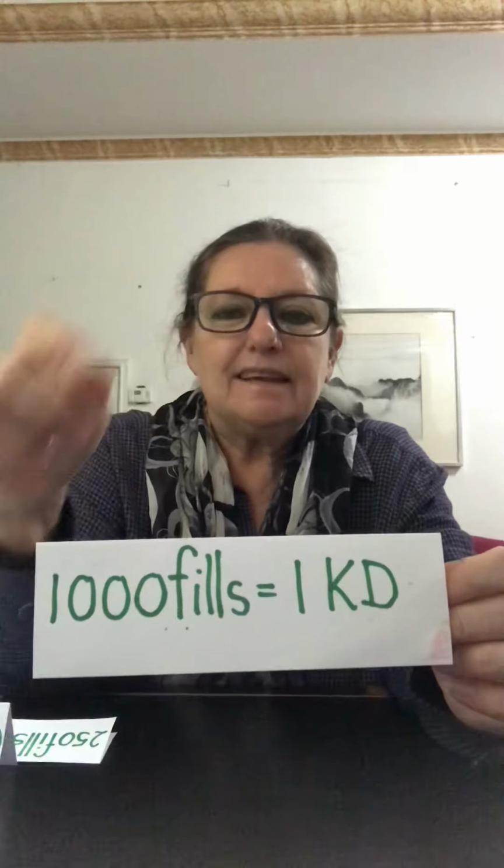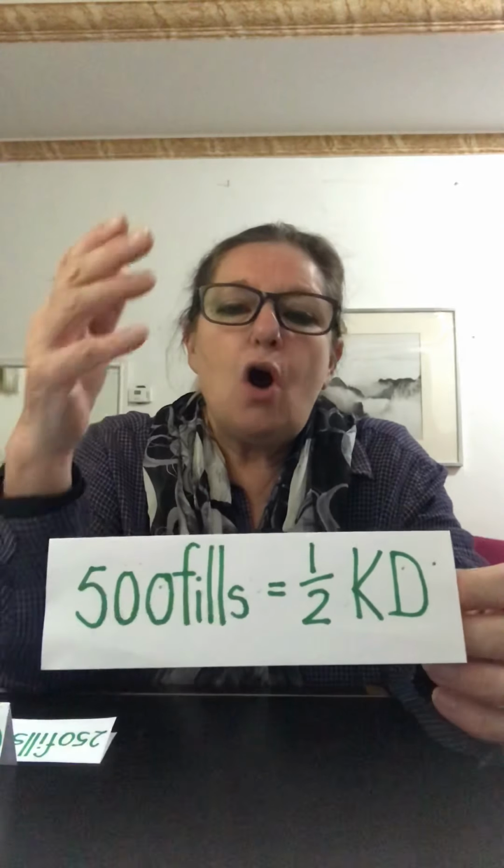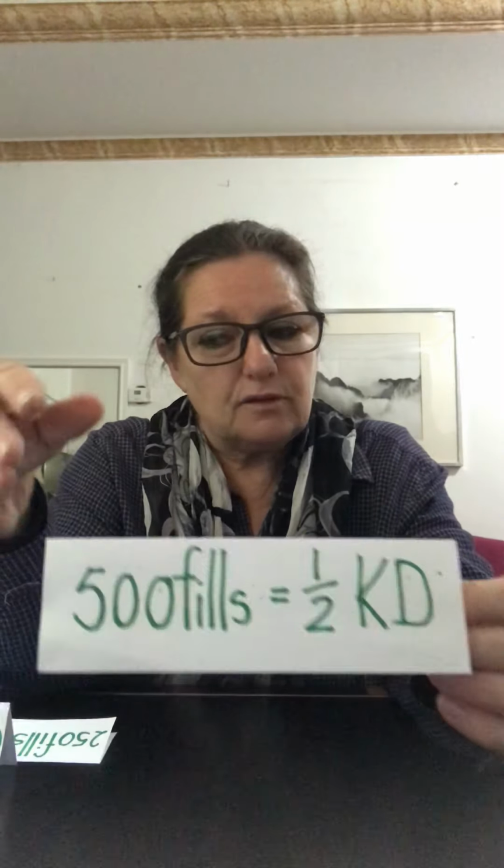Now, can you read that? 1,000 fills is 1 KD. That's 1,000 fills is 1 KD. And then I want you to look at this one. So half a KD is 500 fills. Okay. Now let's see if you can tell me over here. I've got a quarter KD.